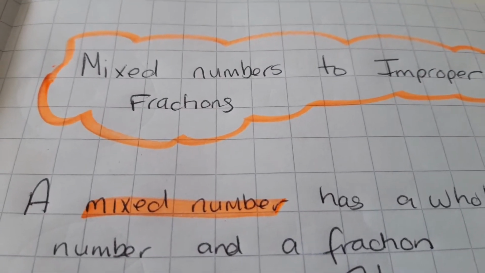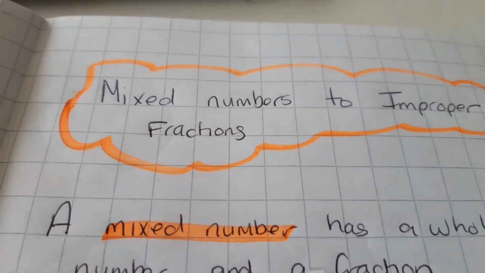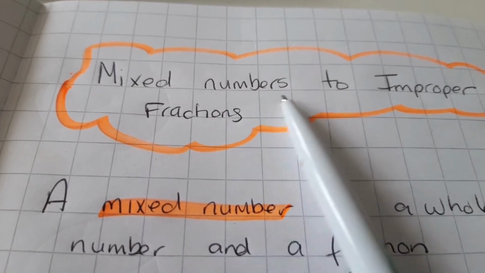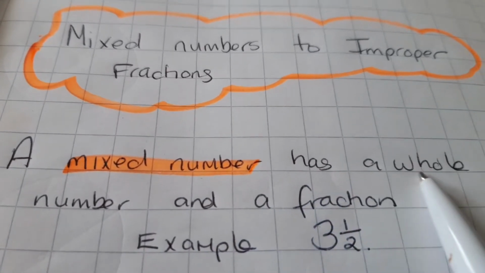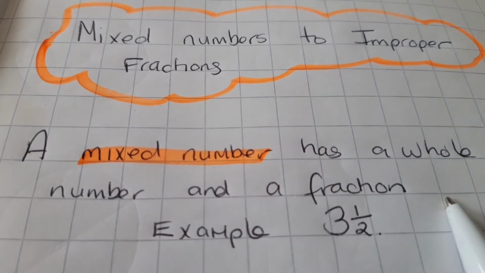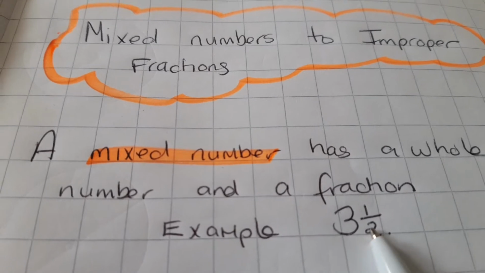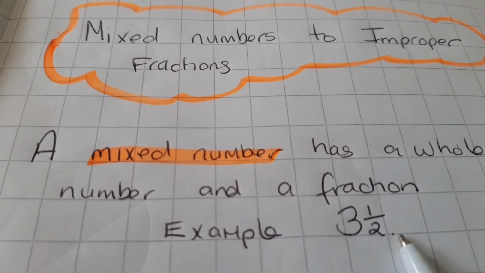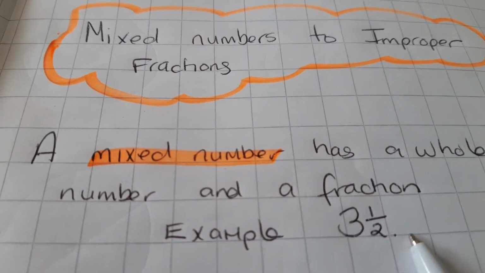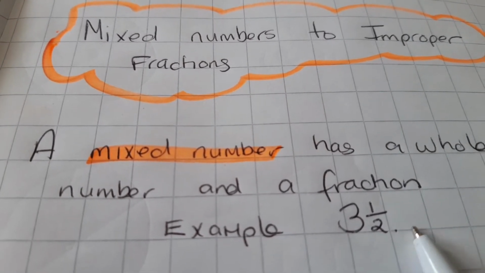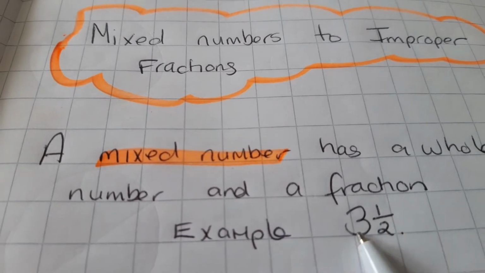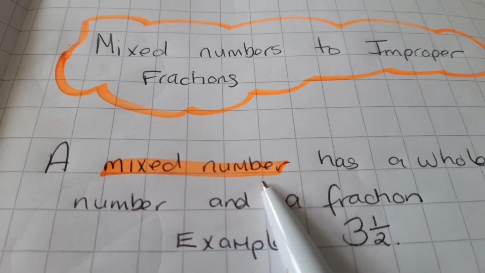Okay, so if you want to change mixed numbers to improper fractions, you need to understand what they both are. A mixed number has a whole number and a fraction. For example, 3 and a half, or you could have 10 and 2 quarters, or you could have 7 and 9 tenths. So long as there is a whole number and a fraction beside it, that is a mixed number.